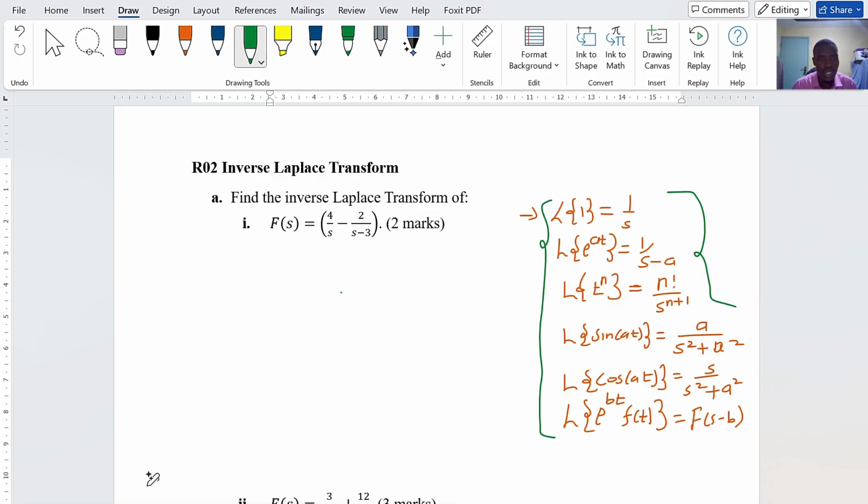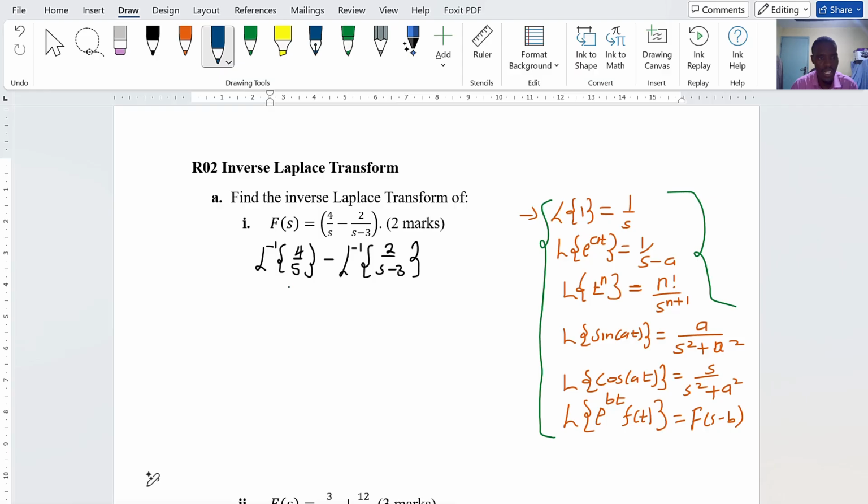Okay, so now find the inverse Laplace transform of F of s. So we have two functions here. We are going to get the inverse Laplace transform of 4 over s minus the inverse Laplace transform of 2 over s minus 3.